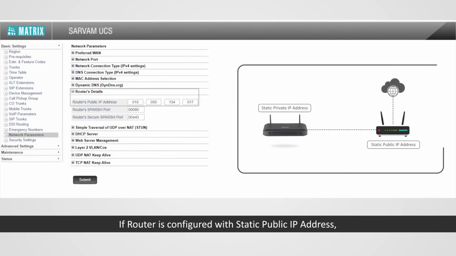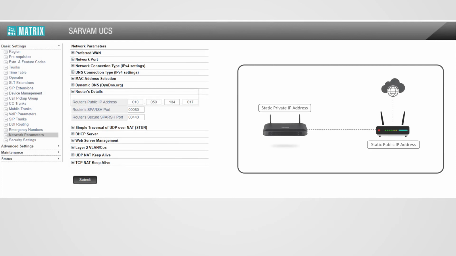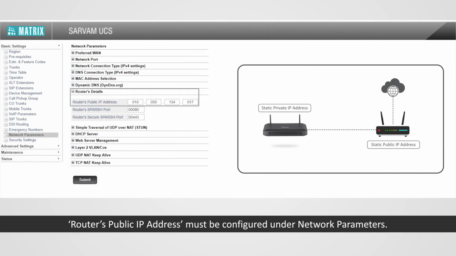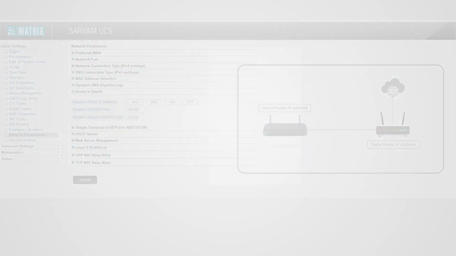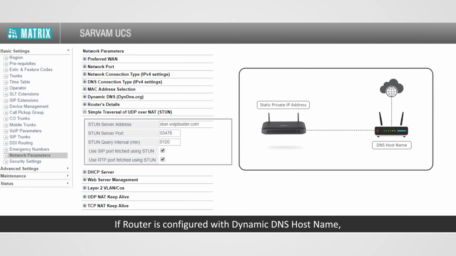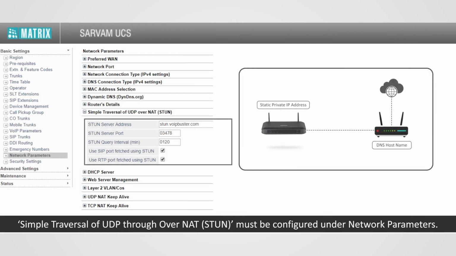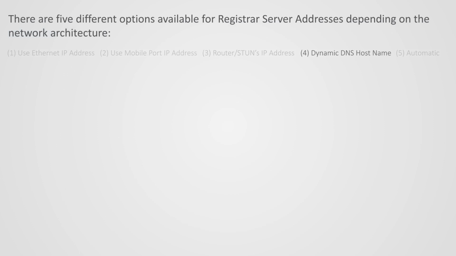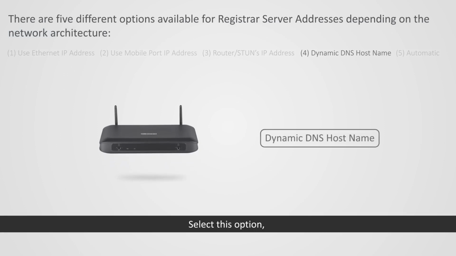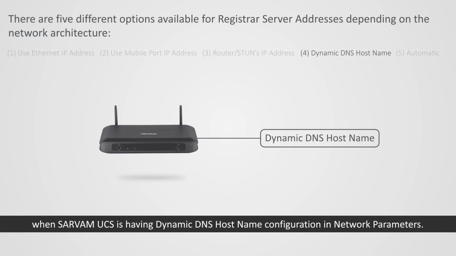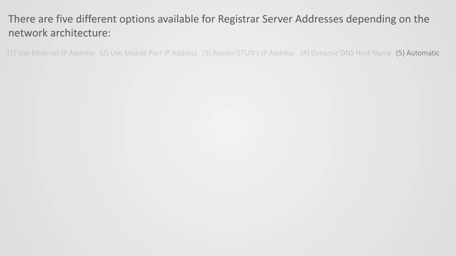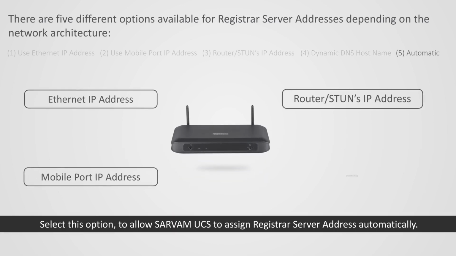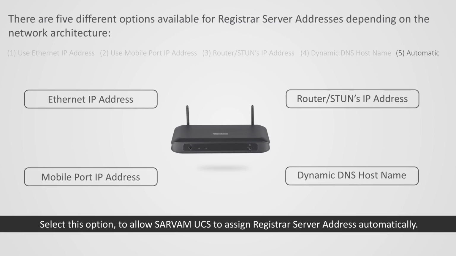If the router is configured with static public IP address, router's public IP address must be configured under network parameters. If the router is configured with dynamic DNS hostname, simple traversal of UDP over NAT, STUN, must be configured under network parameters. 4. Use dynamic DNS hostname. Select this option when SARVAM UCS is having dynamic DNS hostname configuration in network parameters. 5. Automatic. Select this option to allow SARVAM UCS to assign registrar server address automatically.